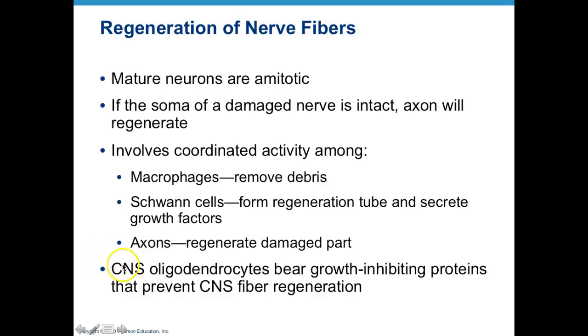Within our central nervous system, we have those oligodendrocytes that are going to bear growth inhibiting proteins that prevent central nervous system fiber regeneration. But of course, as I mentioned in class, this might be changing as far as what our research is telling us. So be on the lookout for some new information coming out regarding that.